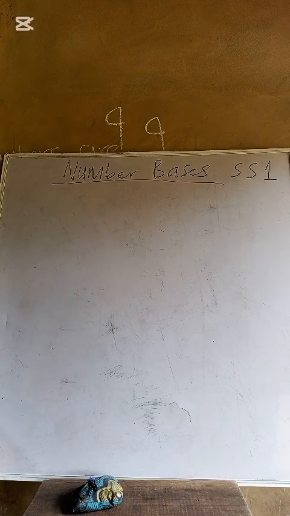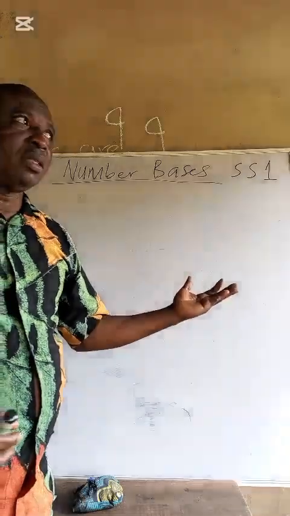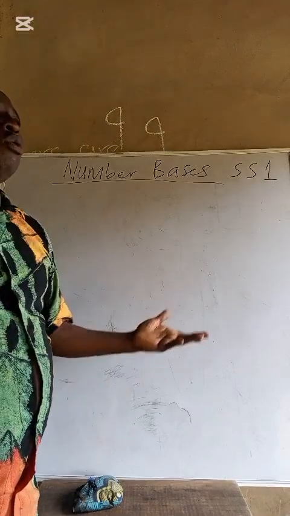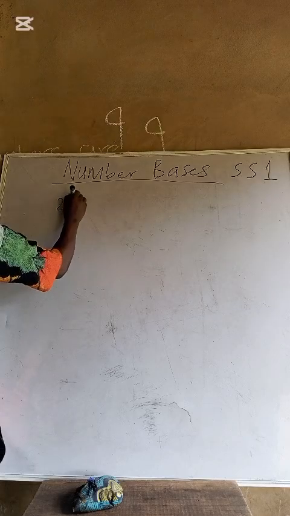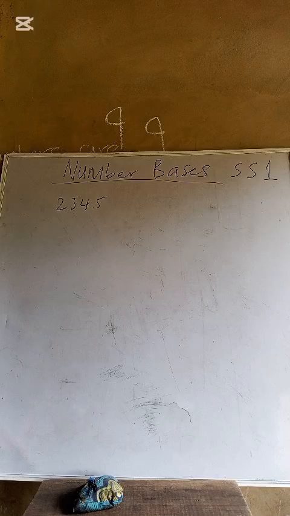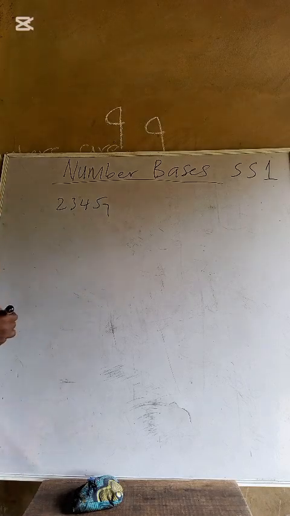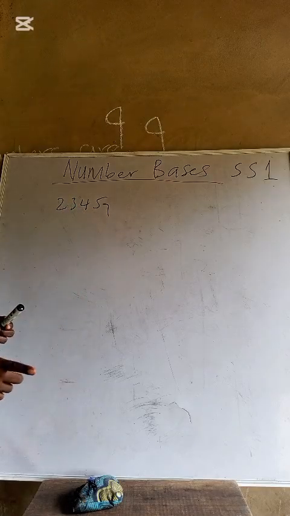But the first thing I want to introduce to you is number. When we talk about numbers, we are talking about one, two, three, four, and so on. Now, when we talk about base, base is also a number, but its placement is just different. When we have something like this, this is the base. You can see that these are numbers, and the base also is a number.